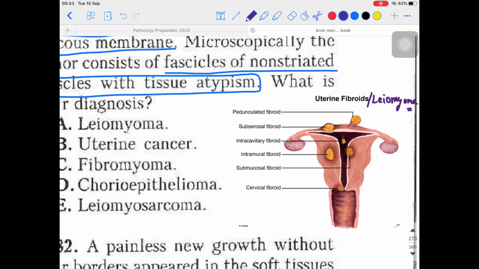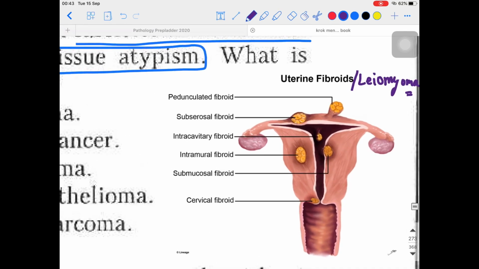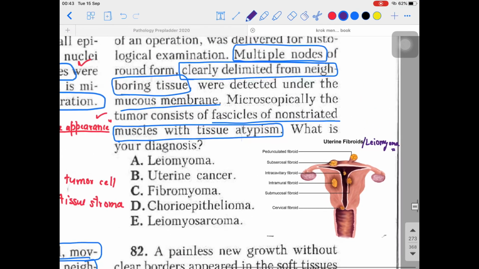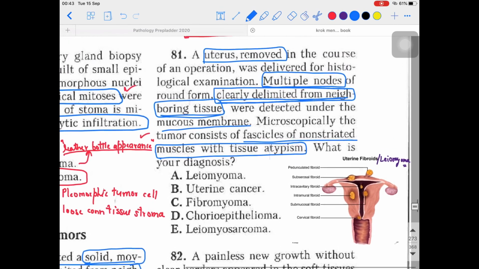So what you can appreciate over here, there are different types of fibroids, but let's say the first one, that is the pedunculated fibroid. Pedunculated means some kind of extra growth coming out of the tissue, isn't it? And in the question also they clearly mentioned uterus removed but multiple nodes of round form clearly delimited, look over here, clearly delimited from the neighboring tissues, right? So there might be the possibility that they are talking about the pedunculated fibroid over here.